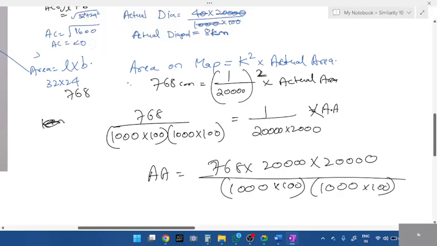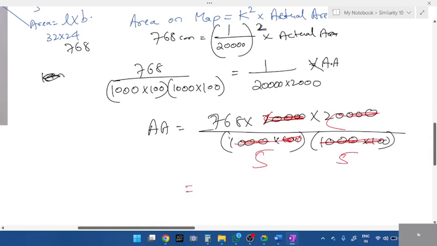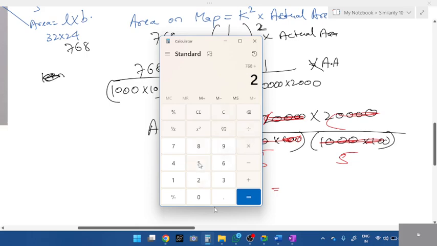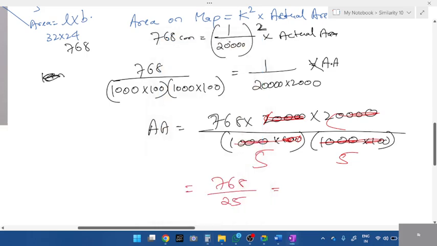What's the answer? Nobody solved? Okay. 40, 40 gets cancelled. 2 ones are 2, 2 fives are 10. So 5. The same way, 3 and 4. 4 zeros cancel. What's the answer? Yeah, 768 divided by 25. 30 point, I'm getting 7 2. Is it 7 2? Okay, 30.72 is the answer.